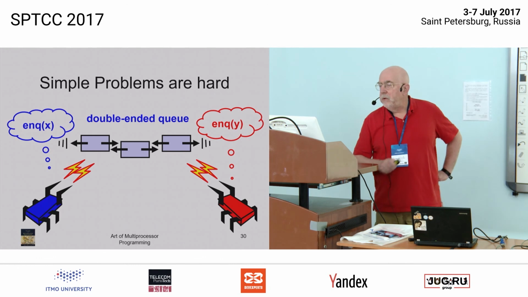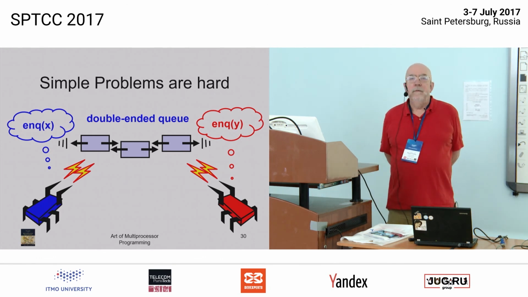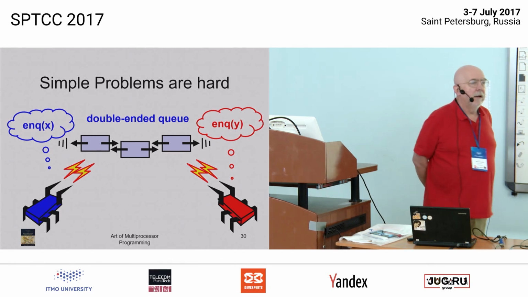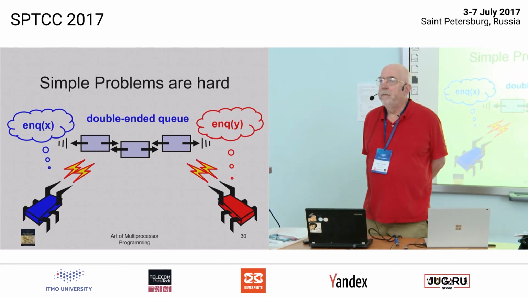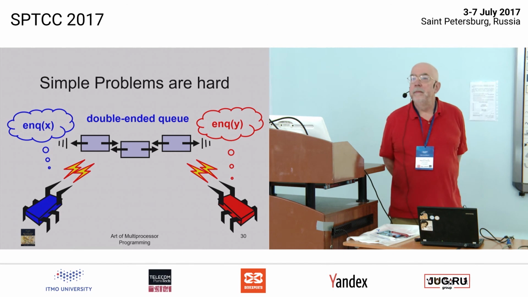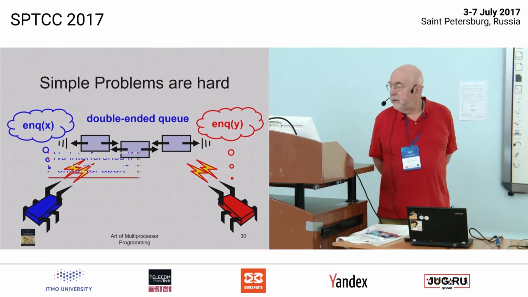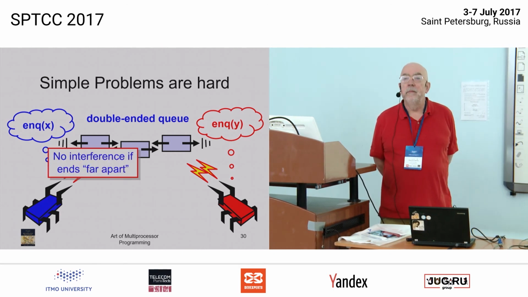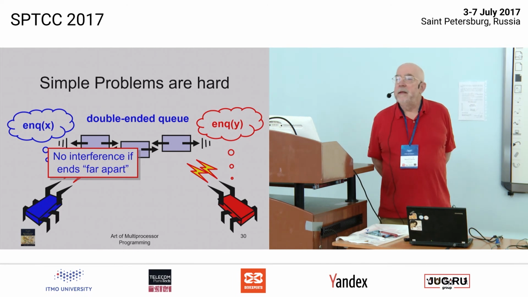But what I notice is that if I have two threads that are working on opposite ends of the queue, and the opposite ends of the queue are far apart, then they should be able to proceed with no synchronization, no interference. Because after all, neither one of them is affecting the other one. So why should they do expensive signaling, locking, etc.?